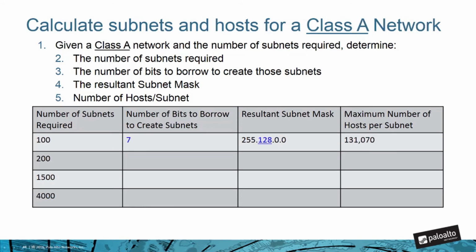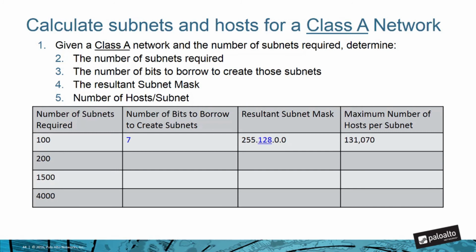Lastly, we want to go ahead and calculate subnets and hosts for a Class A network. And again, as you see, there are 5 steps or 5 questions or things to be addressed. And here we have in the left-hand column, number of subnets required is 100, 200, 1500, and 4000. So if we want 100 subnets, we actually can do that by borrowing 7 bits, which will give me 128 combinations. 7 bits contiguously gives me a subnet mask of 128.